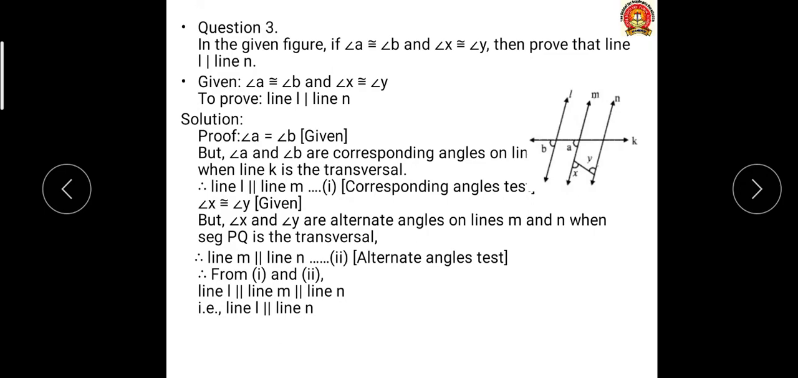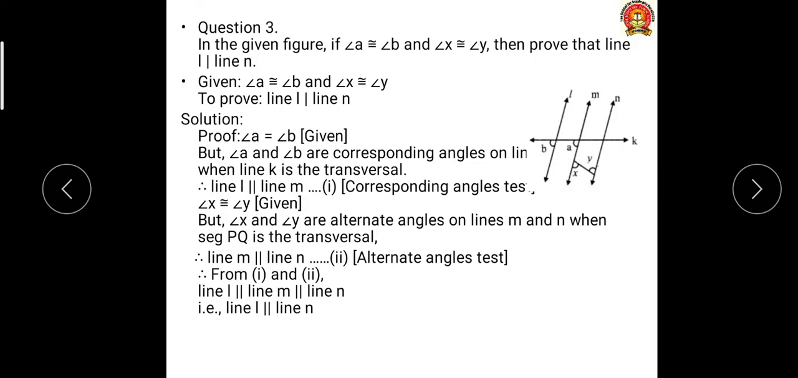Now see question number 3. In the given figure, if angle A is congruent to B and X is congruent to Y, then prove that line L is parallel to line N. A is equal to B and X is equal to Y. We have to prove that L is parallel to N. Very simple.